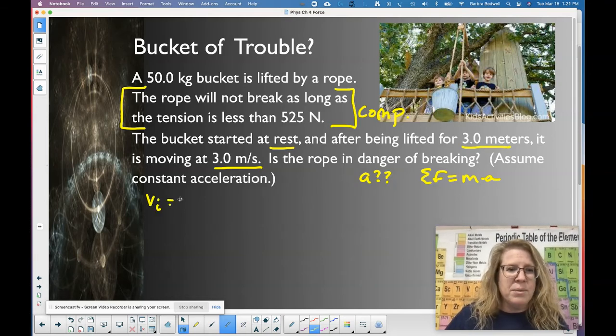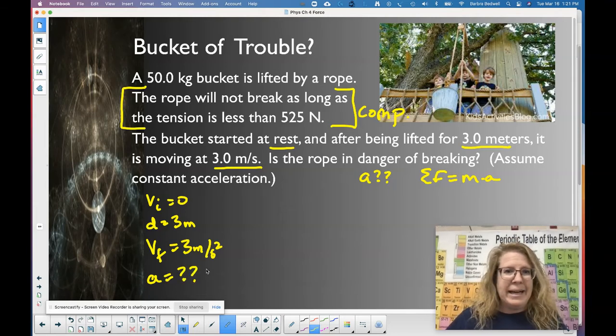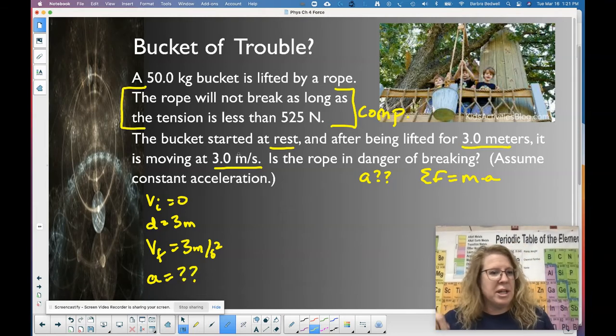We know VI equals 0. We know that D equals 3 meters, and this is actually DF, right? After those 3 meters, it is moving at 3 meters per second, so VF equals 3 meters per second. I don't see time. We ain't got no time for that. We're trying to find A. It doesn't say how long we're moving it. We're just gently lifting it up.